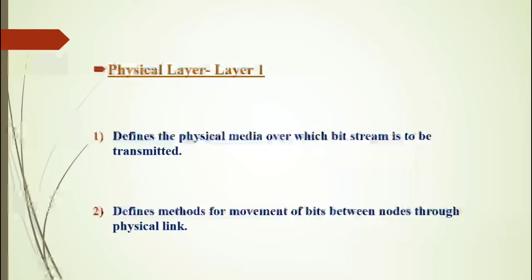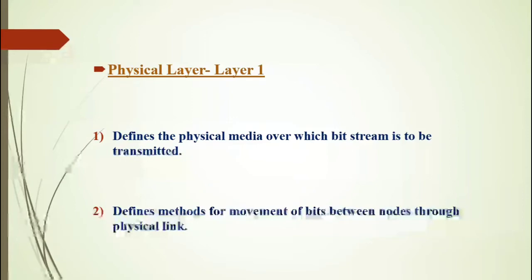It performs some functions. The first one is bit synchronization. The physical layer provides bit synchronization by providing a clock. The clock controls both sender as well as receiver, providing synchronization at the bit level. This is one of the functions of the physical layer. The second one is bit rate control. The physical layer also defines the transmission rate, that is, the number of bits sent per second.